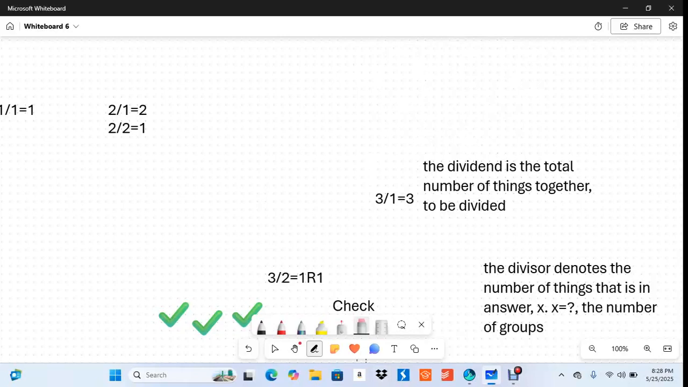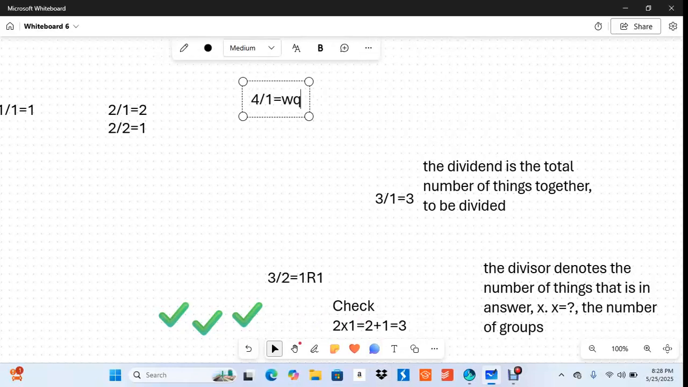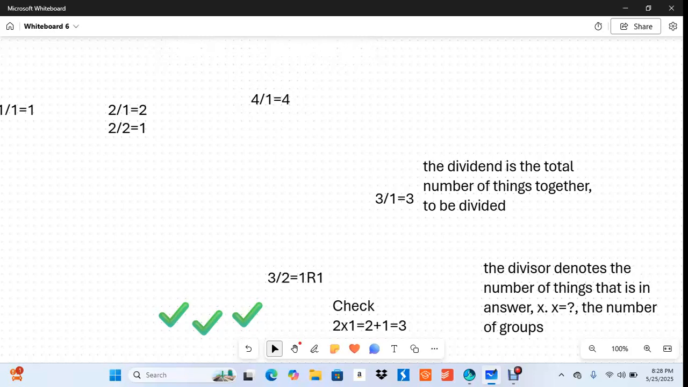Okay, so let's do 4 divided by 1 first. It's the same law as multiplication, and a number divided by 1 is the number itself. It's the number of the dividend, which is 4. Okay, what would 4 divided by 2 be?